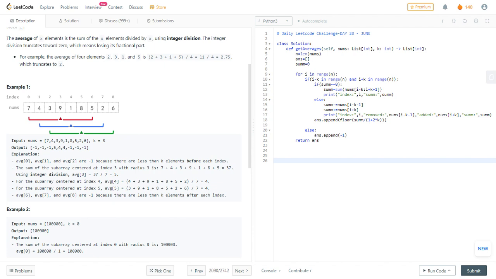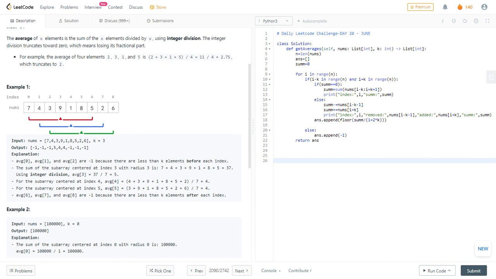Average means sum of the numbers divided by the number of numbers. You have to take the floor of the answer. That is the basic idea. But before doing the calculation, you have to ensure there are k numbers towards the left and k numbers towards the right. If both are not satisfied, for example, the right side has k numbers but the left side does not, then simply insert -1 in the answer. That is the basic idea.